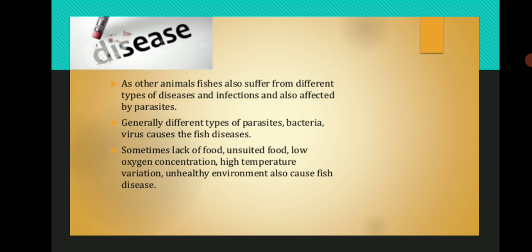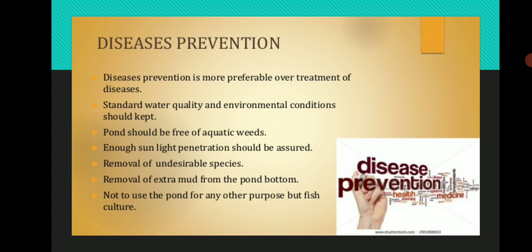Like other animals, fish also suffer from different types of diseases and infections, and are also affected by parasites. Generally, different parasites, bacteria and viruses cause diseases. Lack of food, unsuitable food, low oxygen concentration, low temperature, variation, and an unhealthy environment also cause fish diseases.